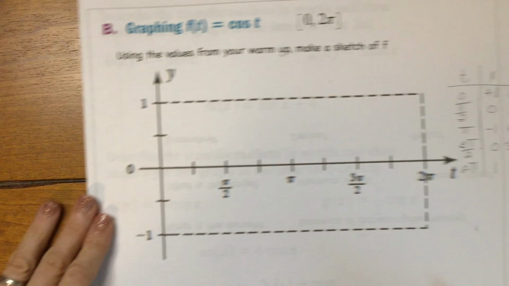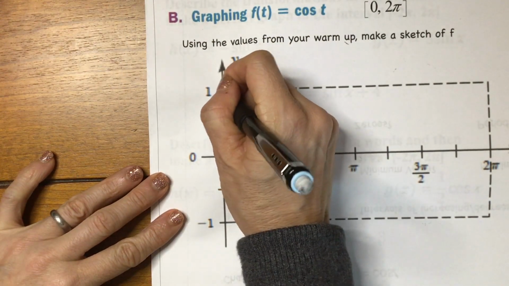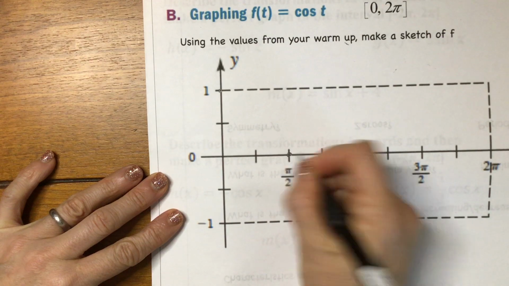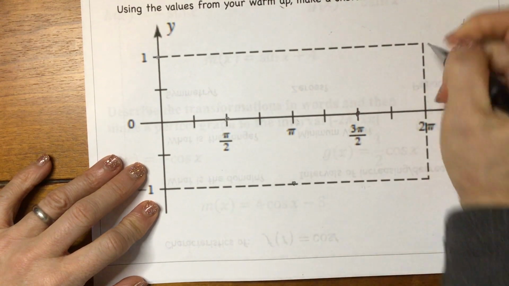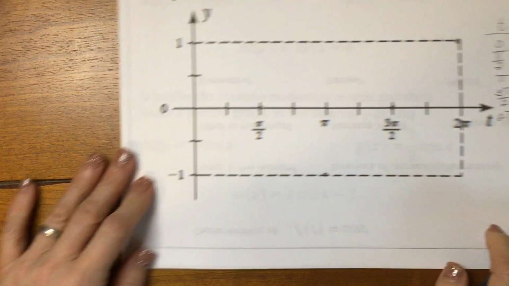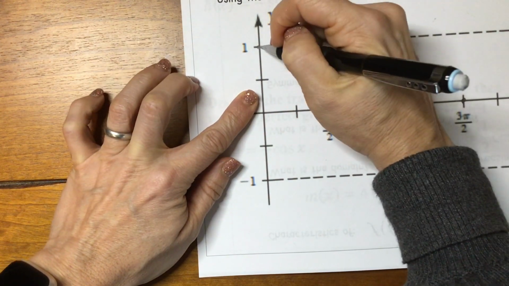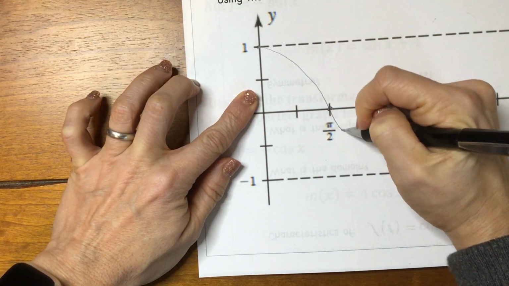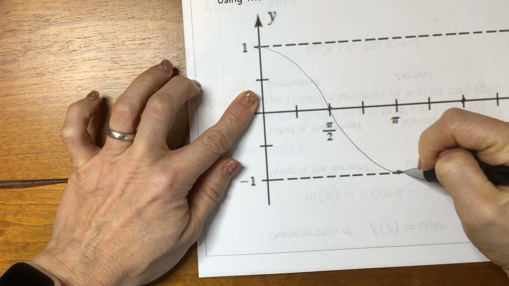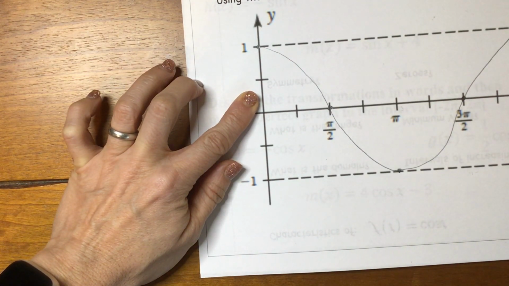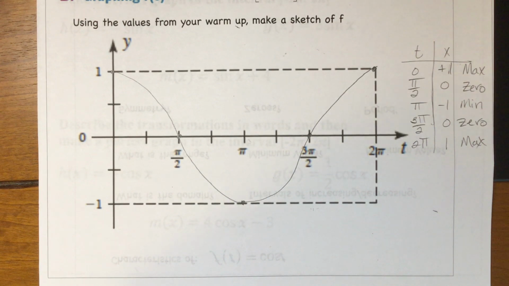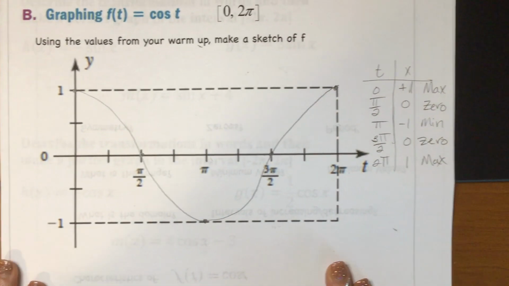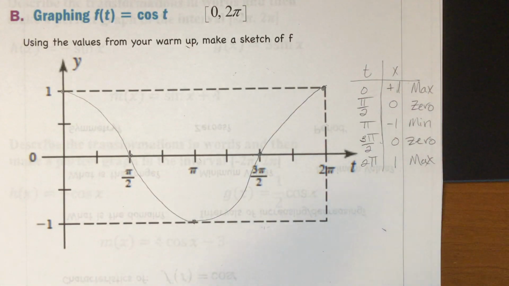So what does that look like? Well, when we go to graph, here's my max point. I come down to 0. I come down to my minimum, back up to 0, and back up to max. And then I fill that in with a nice curve. Yours is probably nicer than mine. There's my curve. Not very great. It's not so symmetric. Make sure you have this before we go. We're going to talk about on the next slide all the characteristics of cosine.